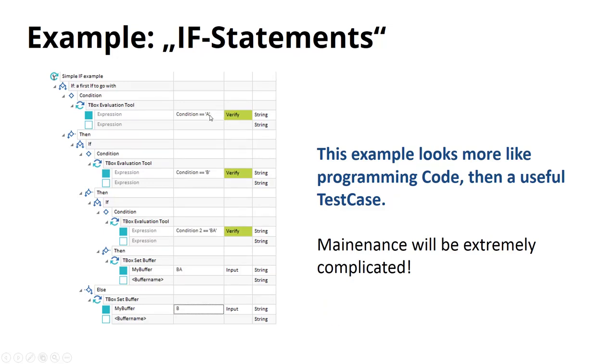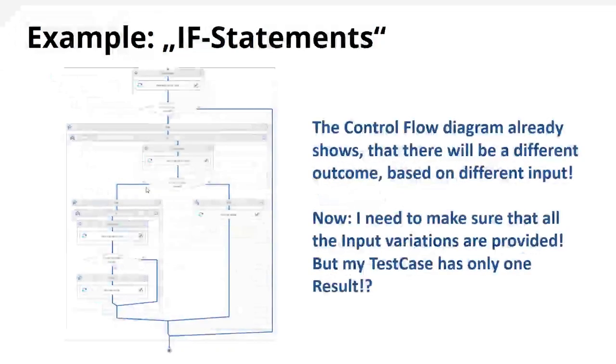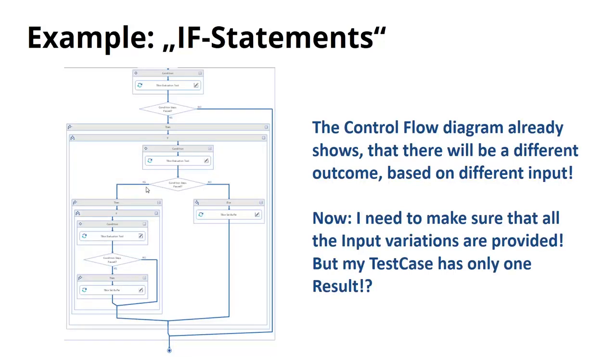We have a condition on A and B. So you need to make sure, if you execute this test case, which input you provide. Is it A or is it B? And then it will go a completely different way. Here you can see the control flow diagram for this test case already, and I only used 3 or 4 if statements. You can already see it looks highly complicated.